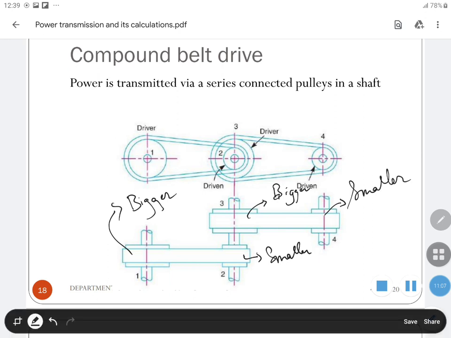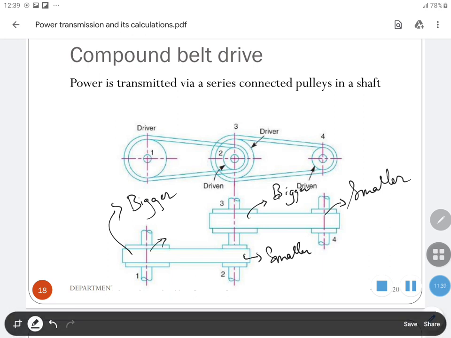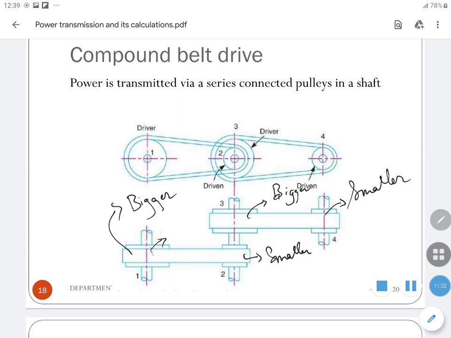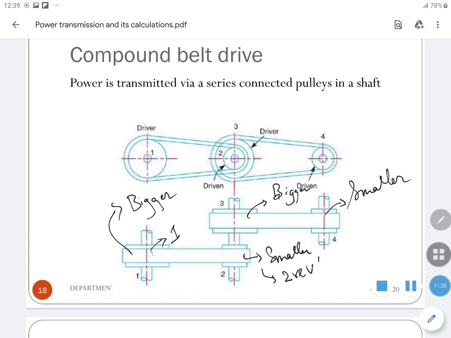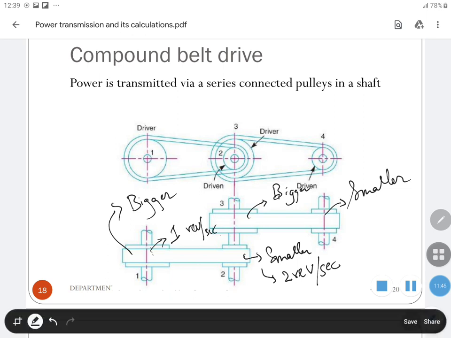Normally if you have to increase the speed or decrease the speed, you can use this type of compound belt drive. So how would you increase the speed? If this bigger pulley is double the size of this smaller pulley, then if this one rotates one revolution, this one rotates two revolutions, per second or per minute, any unit.